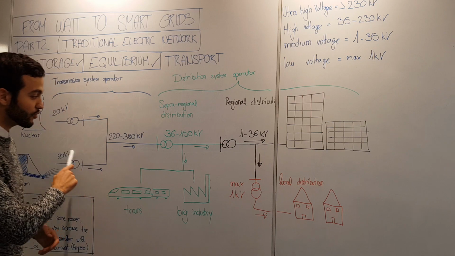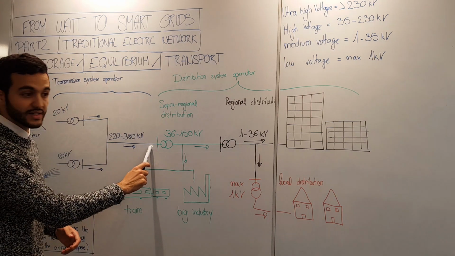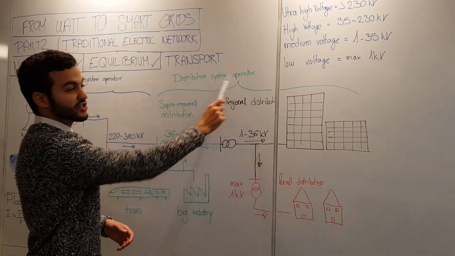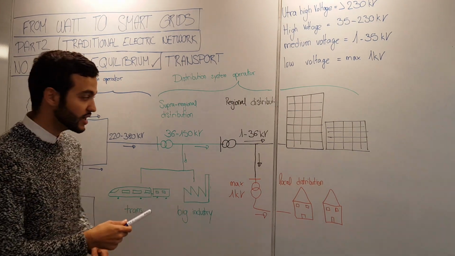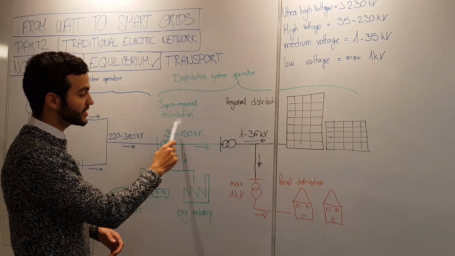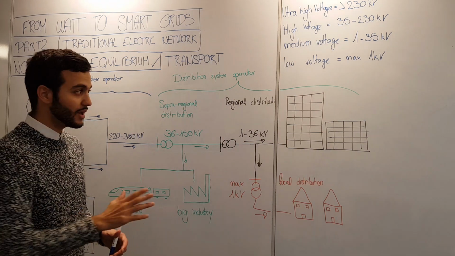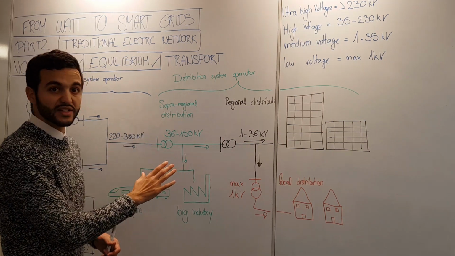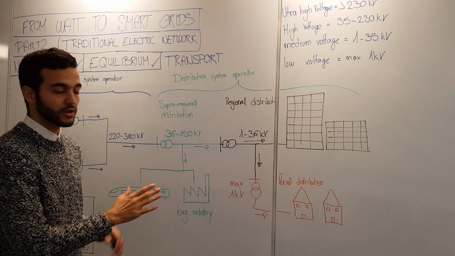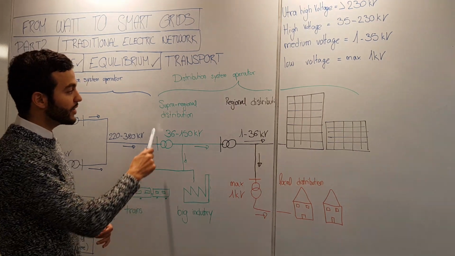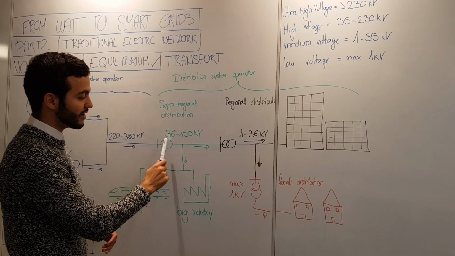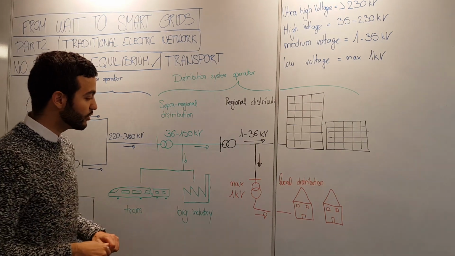So when the electricity has gone through the transmission system, it will come into the distribution system. In the distribution you have different subcategories. So you start with the supra-regional distribution. One thing I should mention maybe, this draft is specific for Switzerland, but every country has a more or less similar system. So when you start with the supra-regional distribution, you have between 36 and 150 kilovolts.